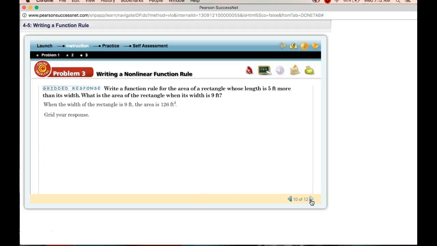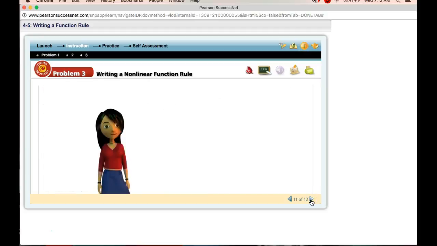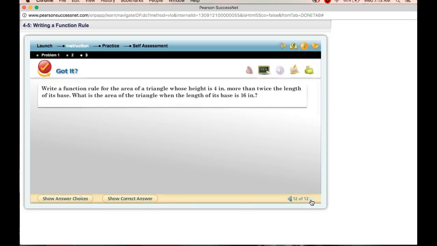Now grid your response. This is the part you don't have to worry about because we don't do that. Now it's your turn. Okay, so take a couple of minutes for this and come back when you're ready.